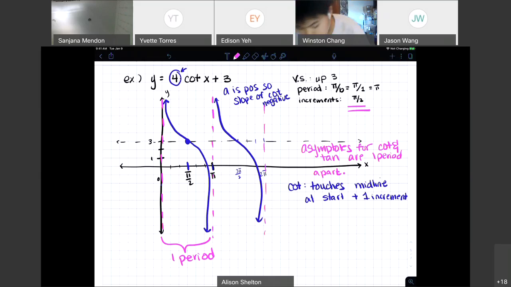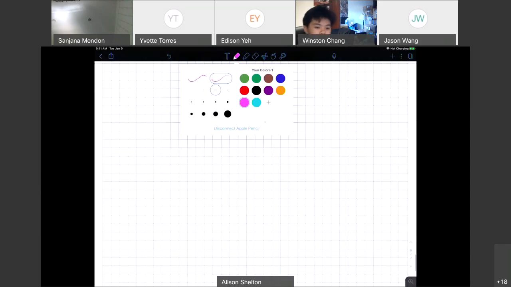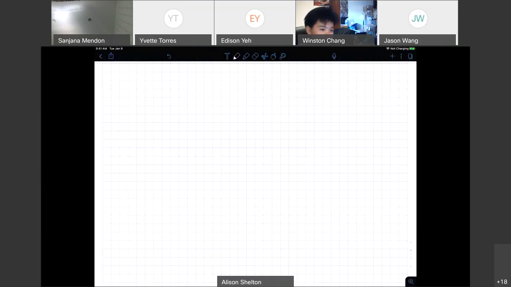One more graph for today. Let's do a tangent graph. We have y equals -3 tangent of 2 times x plus 50 degrees.